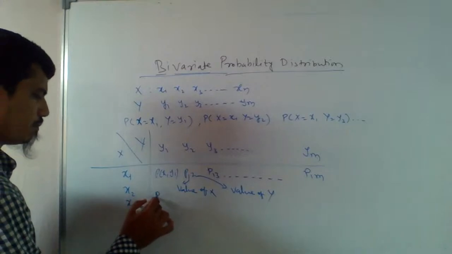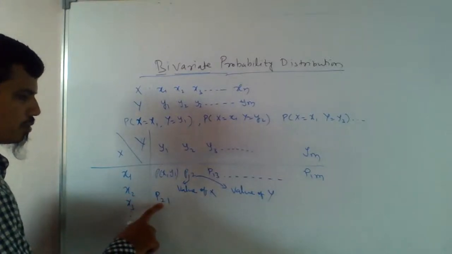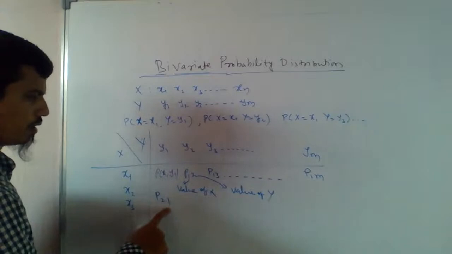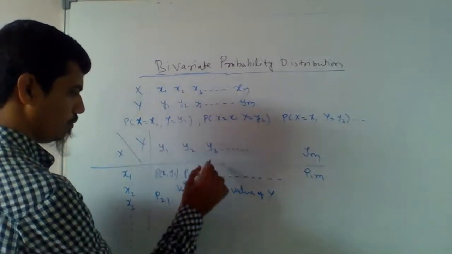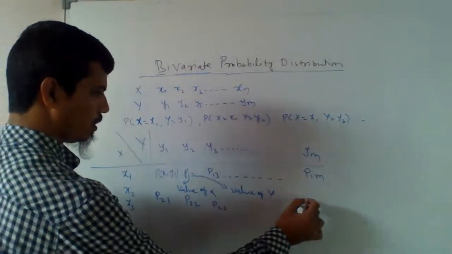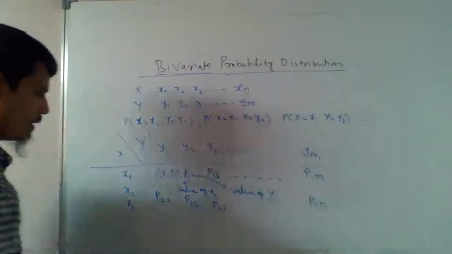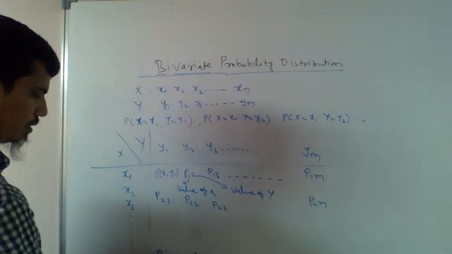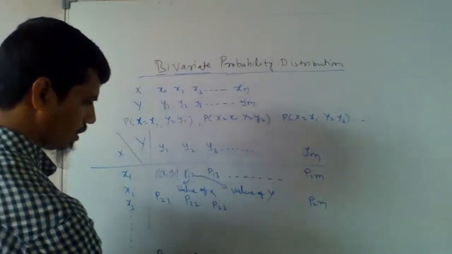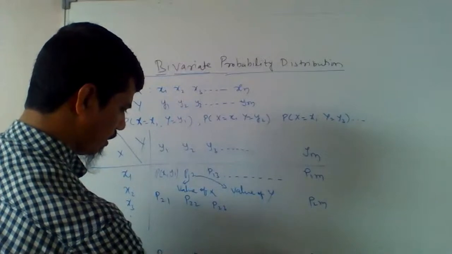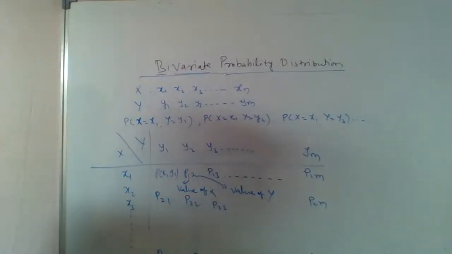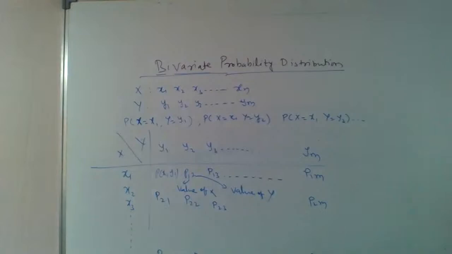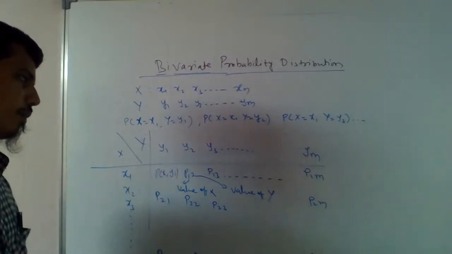Similarly, this can be written as p21, where x is the second value and y is 1. Then p22, p23, and so on, p2m. Similarly, the last row is pn1, pn2, pn3, and so on, pnm. So all these denote the probabilities of the random variables.